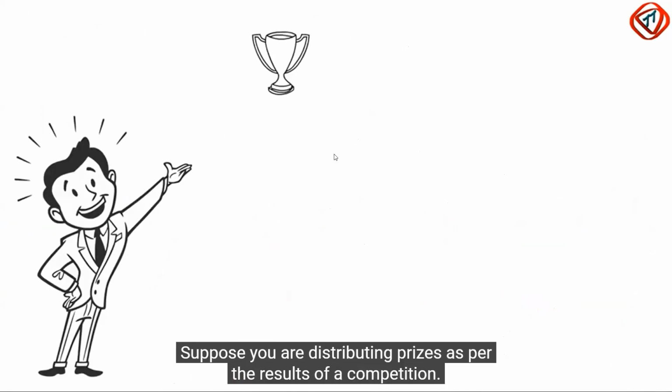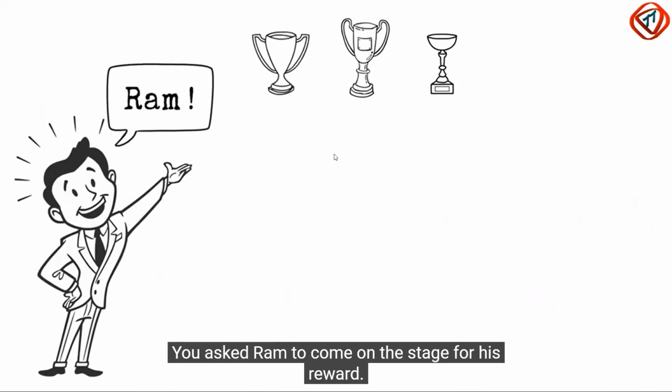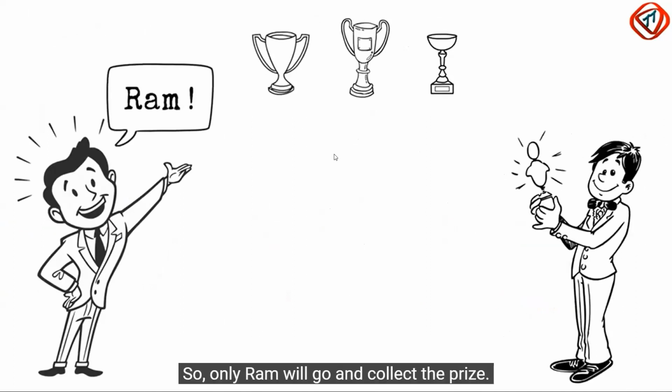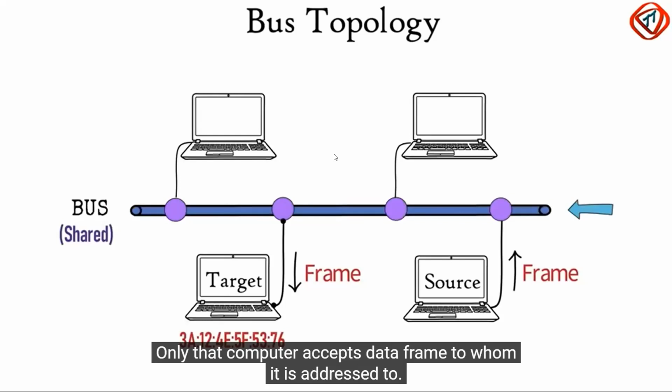Suppose you are distributing prizes as per the results of a competition. You ask Ram to come on the stage for his reward. So only Ram will go and collect the prize. Same is in the case of bus topology. Only that computer accepts the frame to whom it is addressed to.